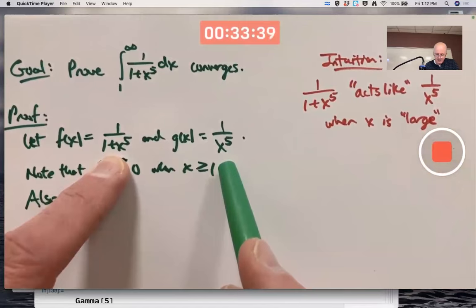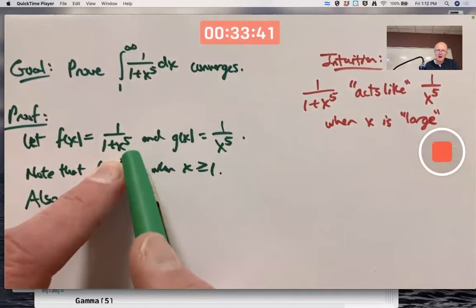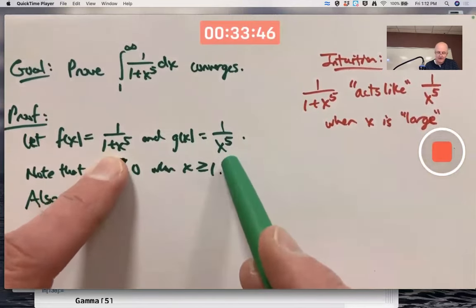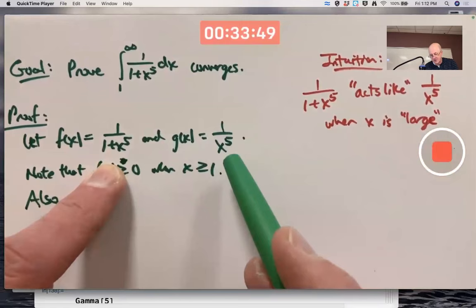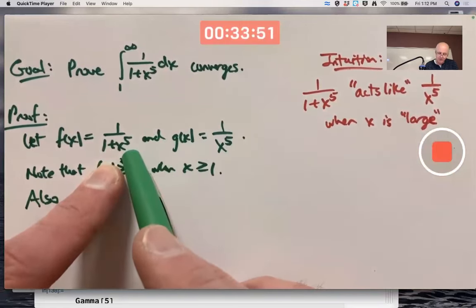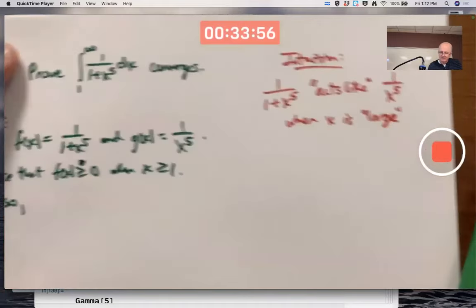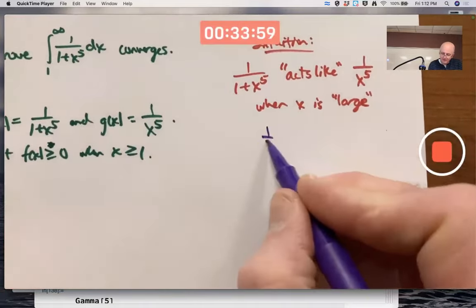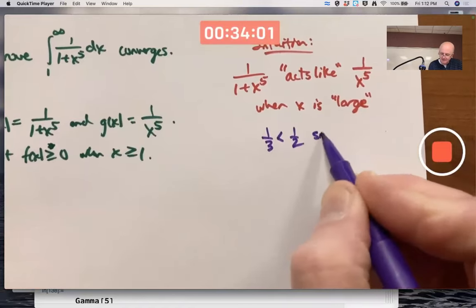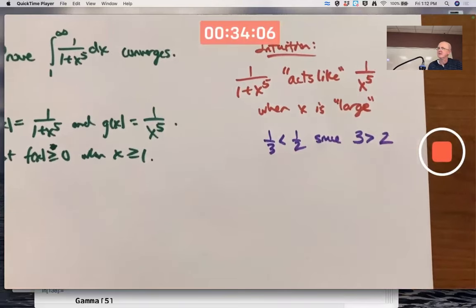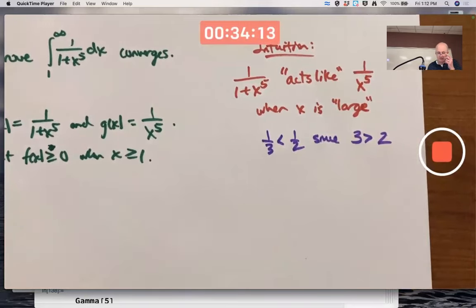f is a fraction 1 over a number bigger than the fraction for g. The numbers in the denominator for f are bigger than the ones in the denominator for g, and therefore the fraction 1 over it, this is bigger, is less than that. Right? Think about an example. 1/3 is less than 1/2 since I'm dividing by a bigger number. 3 is bigger than 2. When you divide by a bigger number, you get a smaller number, at least when these numbers are all positive.